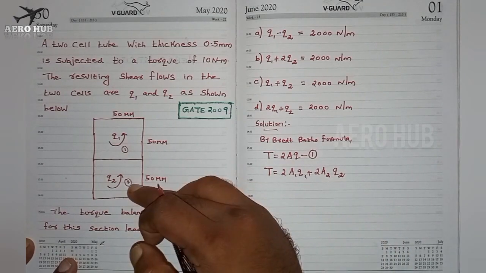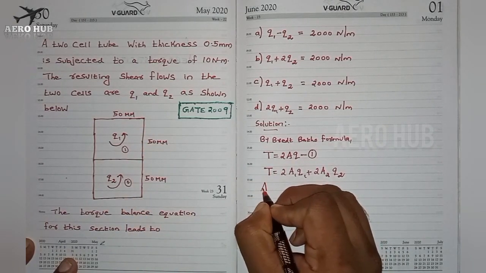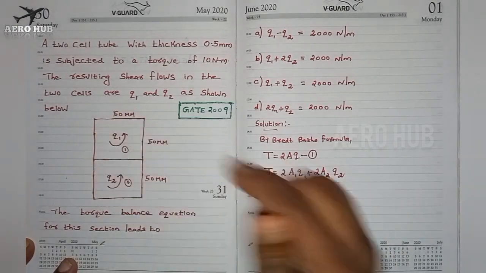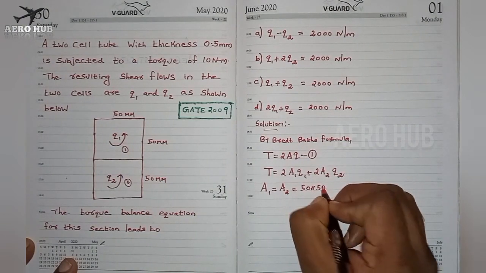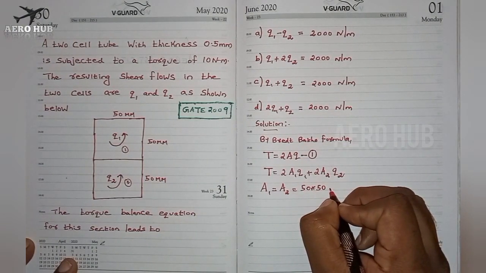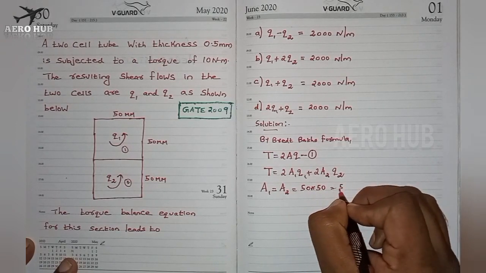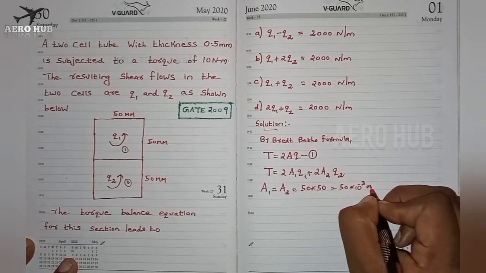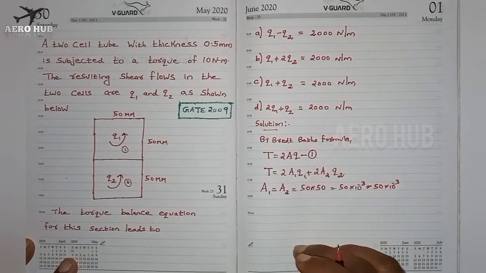In this case the area for both cell number 1 and cell number 2, A1 will be equal to A2 because we have the same dimension, 50 into 50. And it should be in meter, not millimeter, so I can write it as 50 into 10 power minus 3 into 50 into 10 power minus 3. This is the value for the area.